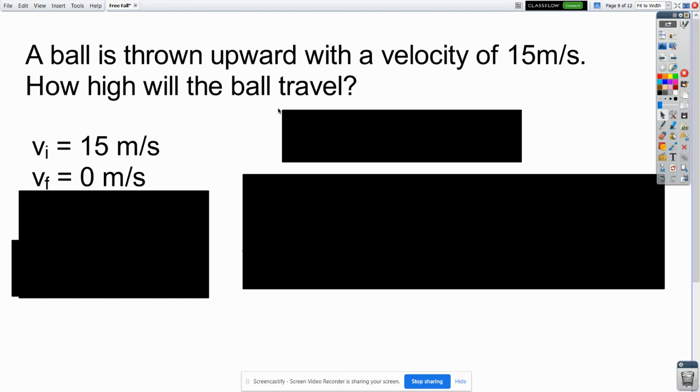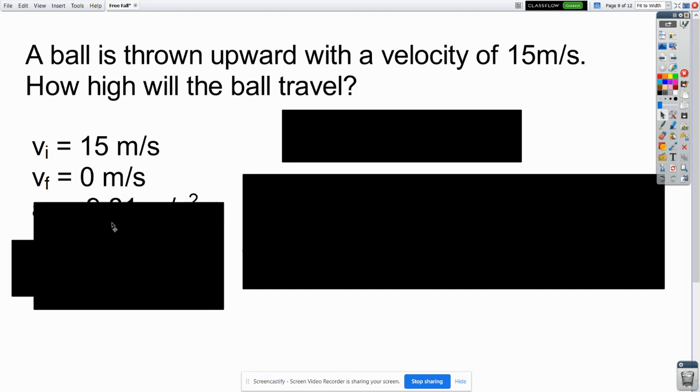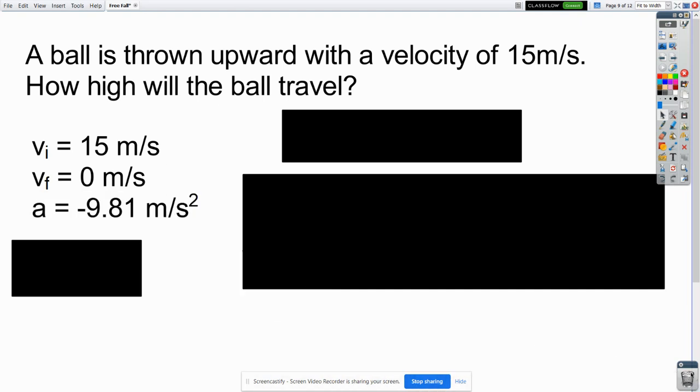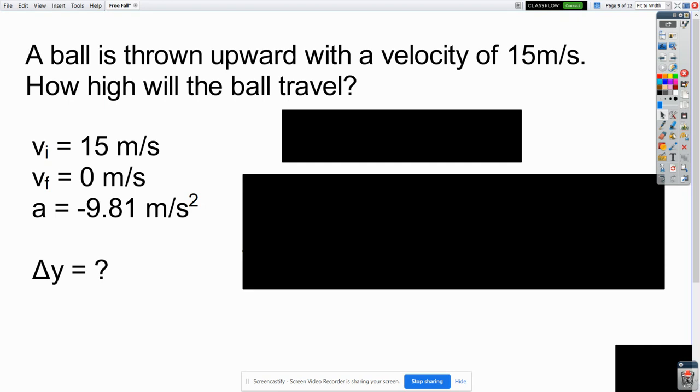And we also know, since it's dealing with moving vertically, our acceleration is negative 9.81 meters per second squared. So again, there's only one number in the question, but we really have 3 numbers to work with. We want to know how high the ball is going to travel. That is delta y.